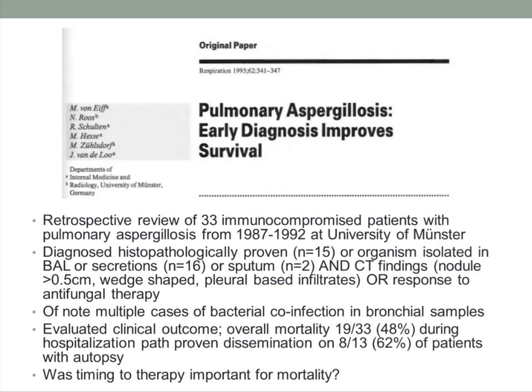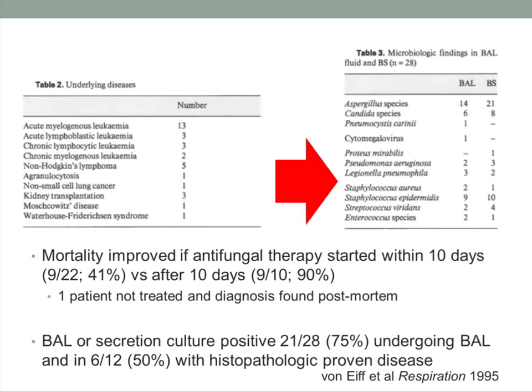And then they looked at, okay, when was antifungal therapy started, and did that affect the mortality of the patients? Most of the patients had acute myeloid leukemia. It gets hard to interpret this because there were a lot of co-infections, a lot of other organisms isolated, so it's not necessarily a pure invasive aspergillosis. But at the cutoff that they evaluated, mortality was improved if you started antifungal therapy within 10 days: 41% versus 90% mortality. Obviously there are a lot of limitations, but there probably is a time-dependent thing where, if you made a diagnosis, you want to start therapy.